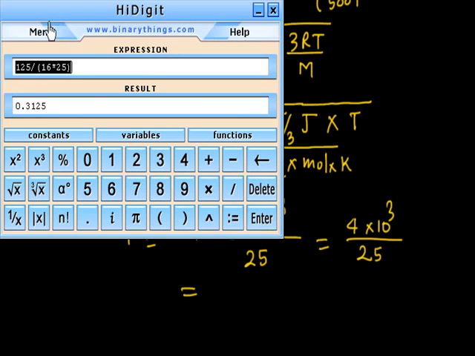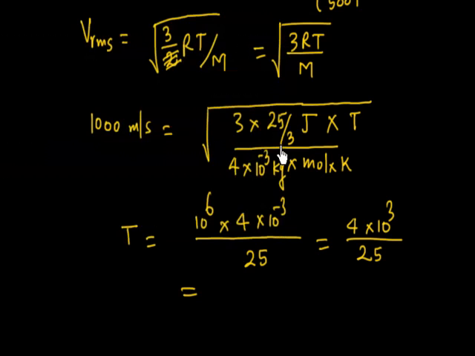So we have 4000 divided by 25. So what does this value come out to be? This comes out to be 160. So the final temperature in this cubical box is 160 Kelvin. So this is your part A.